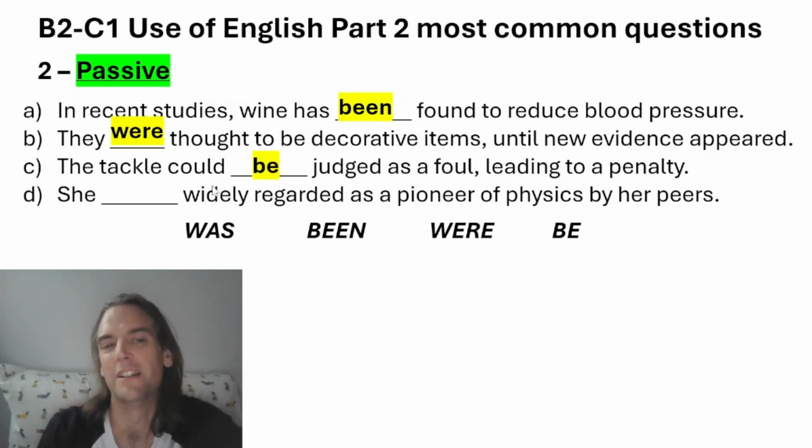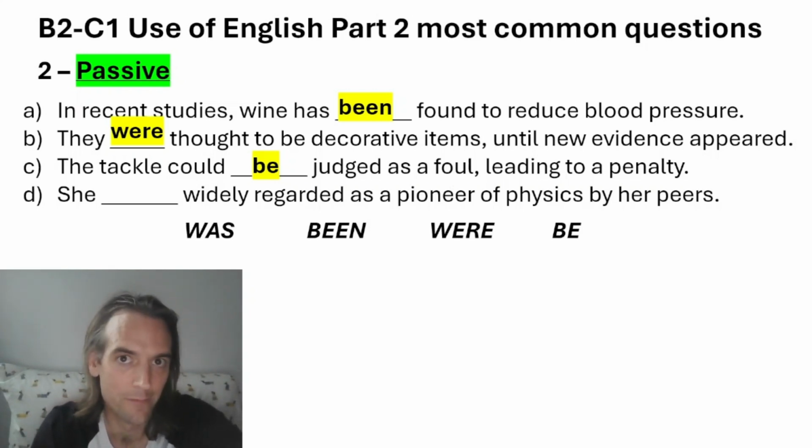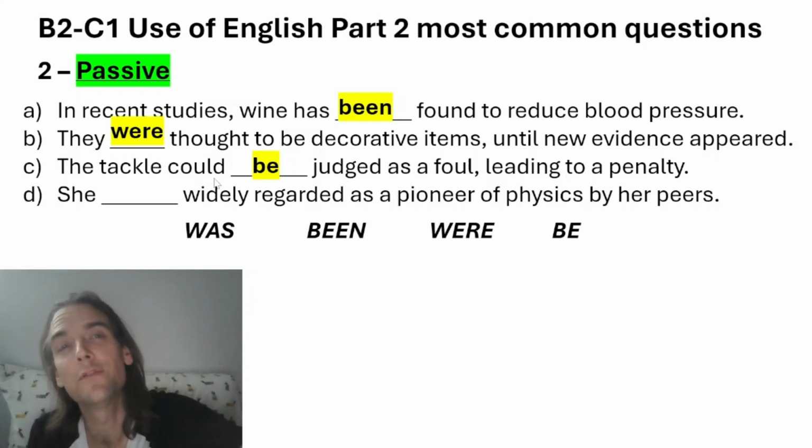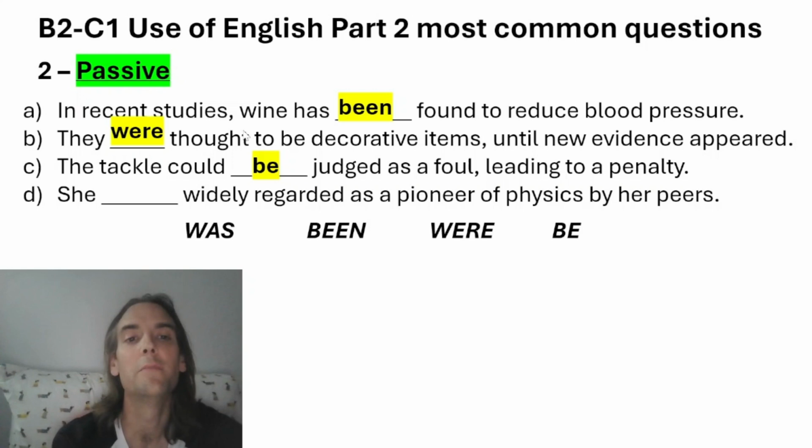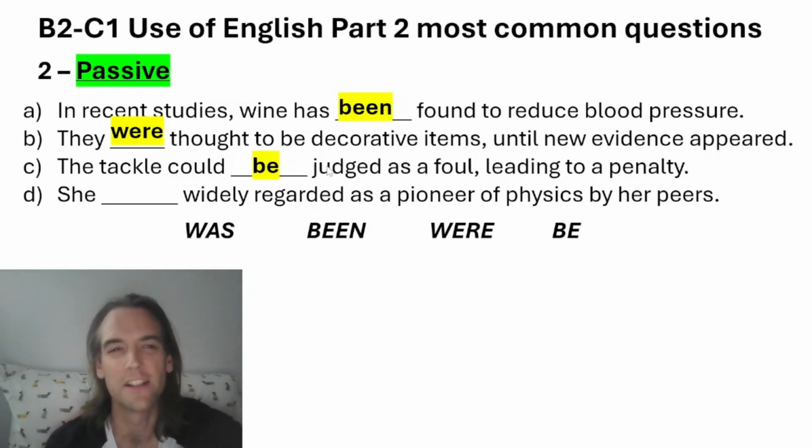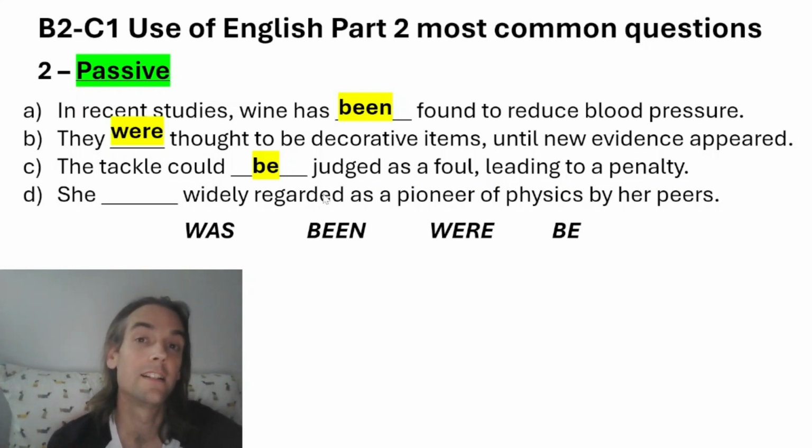C, it's a bit of an easy one, could be judged. The clue here is that it's just a passive sentence. Judged is a past participle, and could makes it slightly more difficult with a modal auxiliary, but could be judged is a passive sentence. And the last one, there's another little trick here.